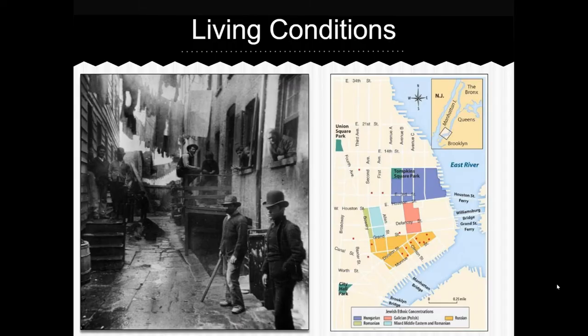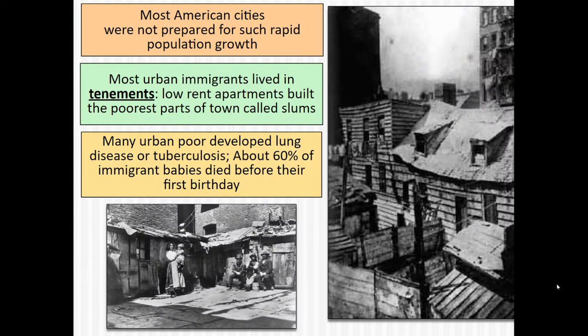These individuals came and settled in these urban areas. And on the right-hand side, the map can show you examples of enclaves. And you see Hungarians, Romanians, Polish, Middle Eastern and Romanian, as well as Russian. And these all also happen to be Jewish enclaves as well. And so it was just more comfortable to settle in areas where other people could speak the language and therefore help you succeed. With the cities, they were not really prepared for such rapid population growth.